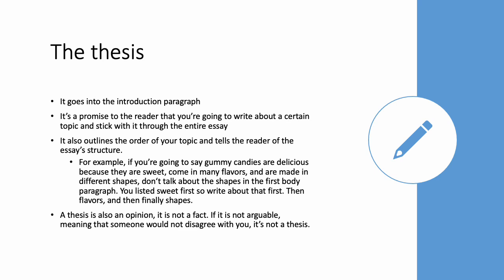So if you're going to say gummy candies are delicious because they are sweet and come in many flavors and are made in different shapes, don't talk about the shapes in the first body paragraph. You listed sweet first, so write about sweet first. Then write about flavors, and then finally shapes. So the order that you're going to talk about things is the order that your body paragraphs are going to go.